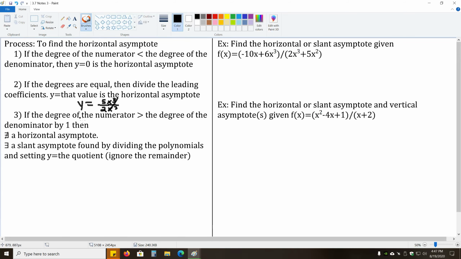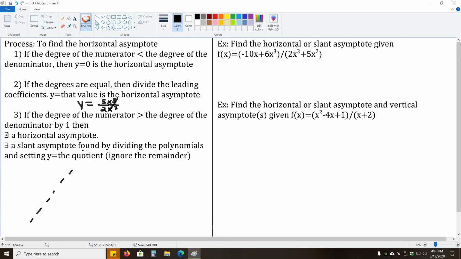From there, if the degree of the numerator is greater than the degree of the denominator by 1, and only 1, then there does not exist a horizontal asymptote. So remember, this backwards capital E with a line through it means there does not exist. The backwards capital E without a line through it means there exists. So if the degree of the numerator is greater than the degree of the denominator by exactly 1, it's not a horizontal asymptote, it's a slant asymptote, meaning it's a diagonal asymptote, like that.